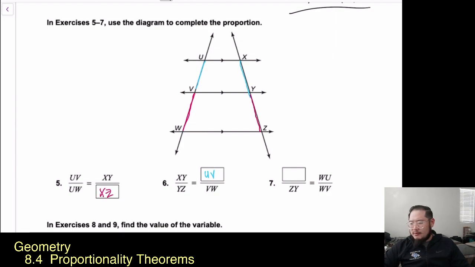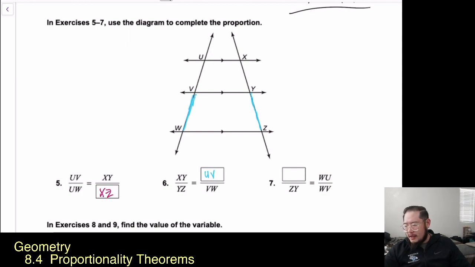And that's the missing piece for number 6. All right. On number 7, I've got blank over ZY. Okay, so let's see. ZY is right here. Let me look at the denominator of the right-hand side. We got WV. All right, so I'll go ahead and put this right here.